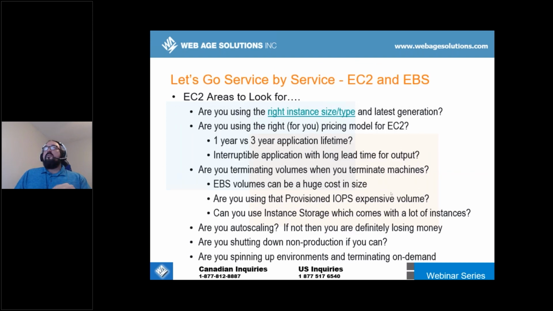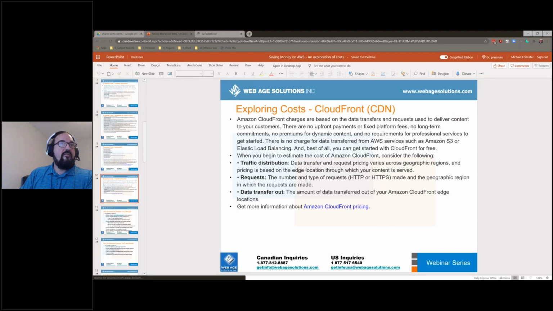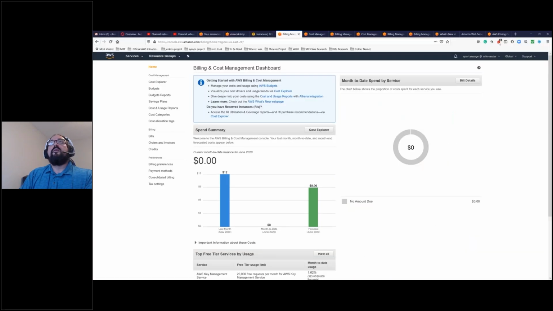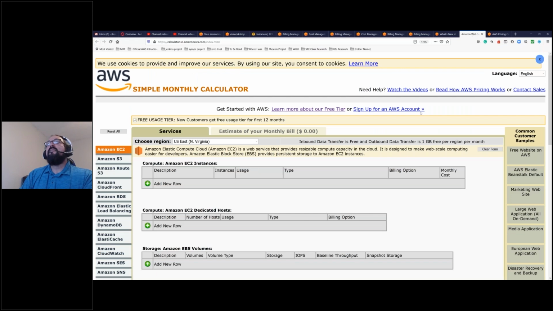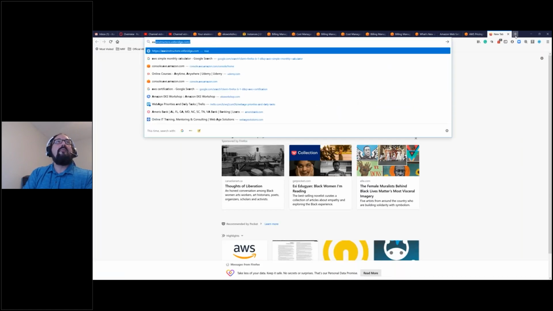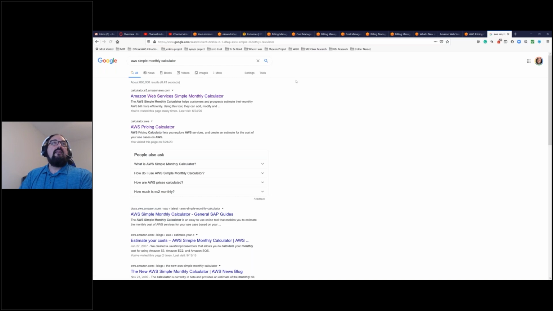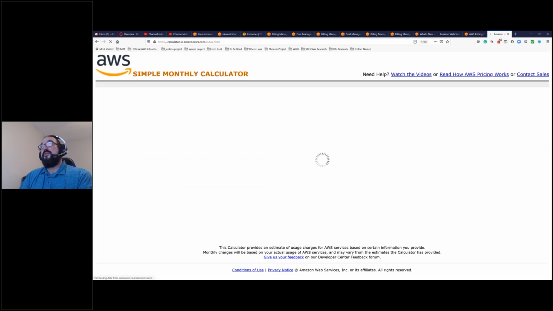Okay, so I want to switch gears for just a second before I actually go through and tell you service by service where you can look for money. I just want to mention this really quick because I think this is very useful. Let's pull this up. If you go to Google, for example, and type in AWS Simple Monthly Calculator, it'll be the first thing that comes up next to the pricing calculator, which is another discussion I'm going to talk about in a second.